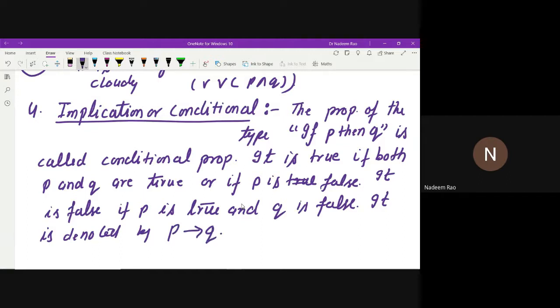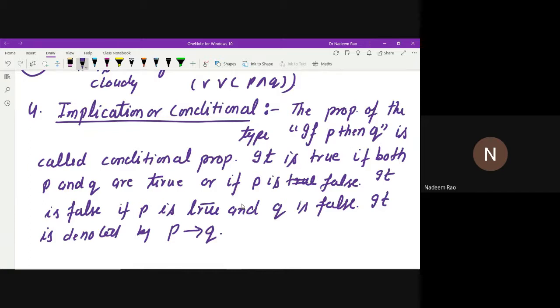So guys, implication or conditional connectives, how will we define it? The proposition of the type if P then Q is called conditional proposition. It is true if both P and Q are true or P is false. Either P should be false or P and Q both should be true. Okay, then it will be true. And it will be false if P is true and Q is false.